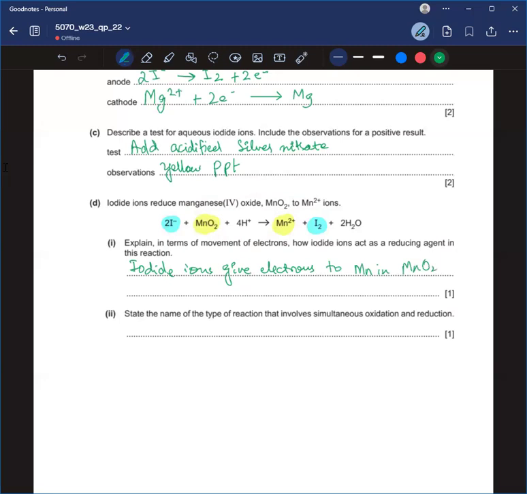Okay, next part. What they are asking us is to state the name of the type of reaction.